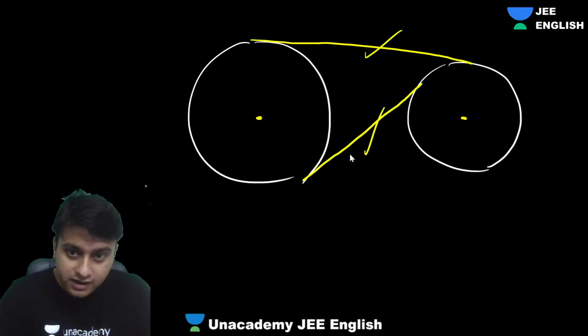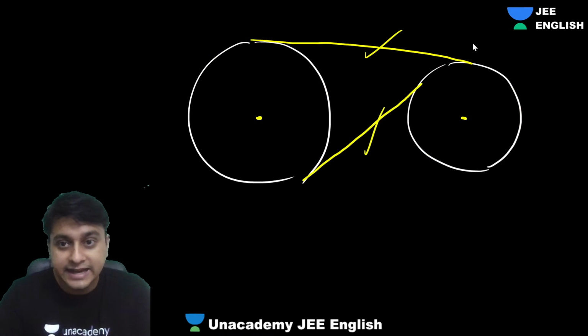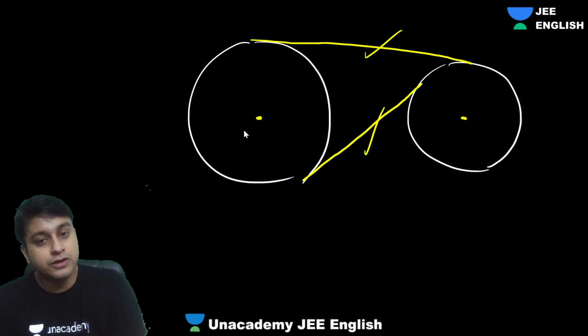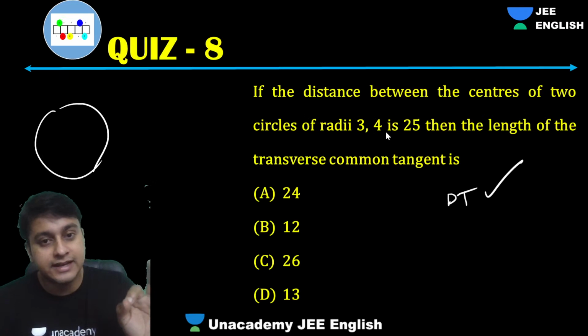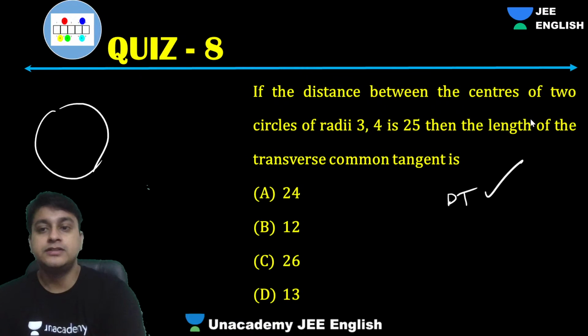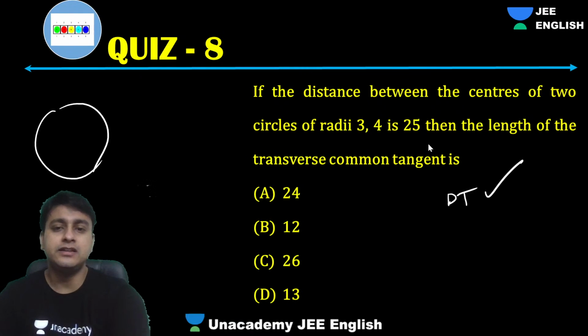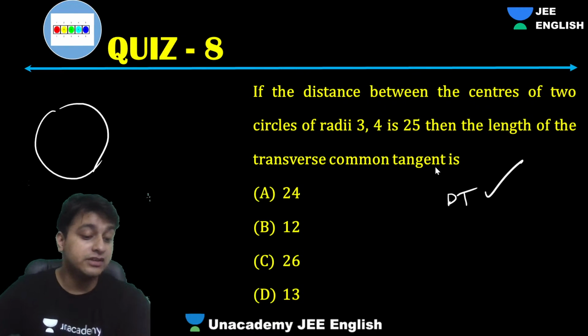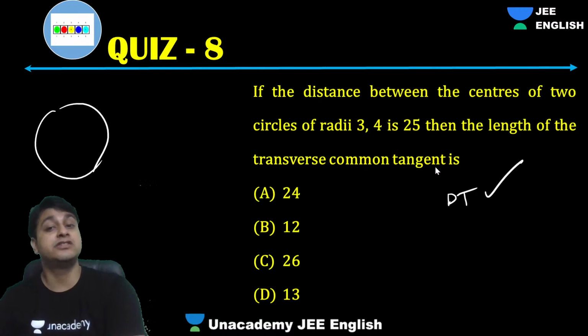This is called the transverse tangent, and this one is called the direct tangent. If you know the centers and the radiuses, can you get it? That's the thing. The distance between the centers is given here, and they're asking for the length of the transverse common tangent. Try to get the length of the direct tangent as well.